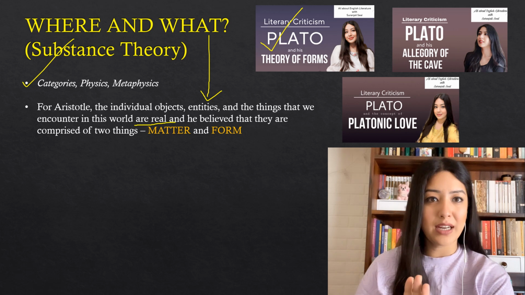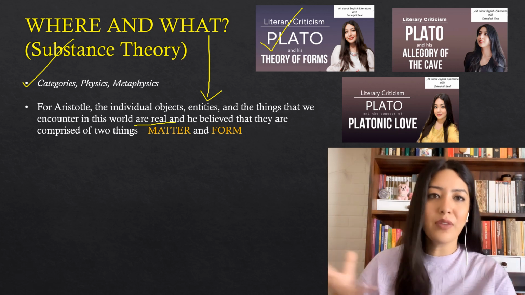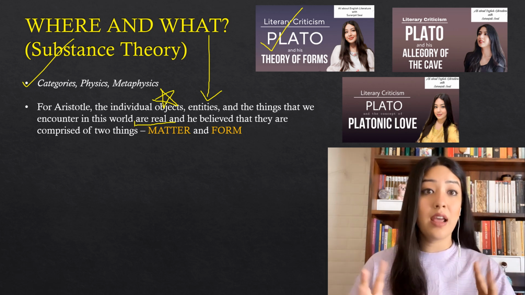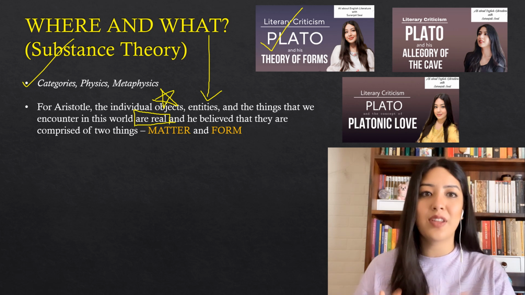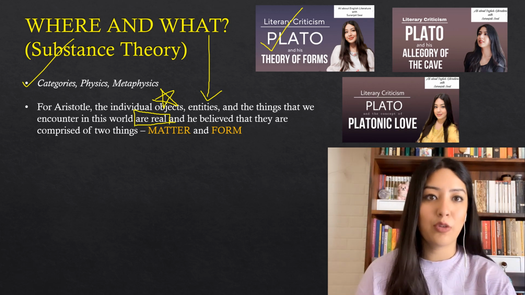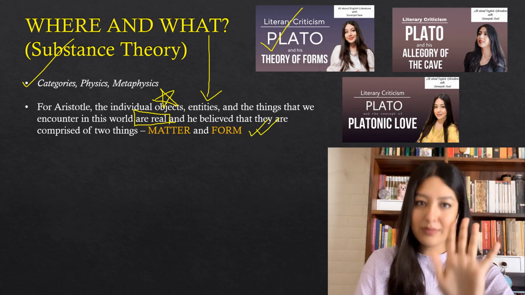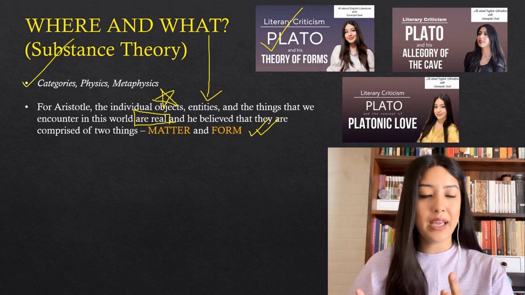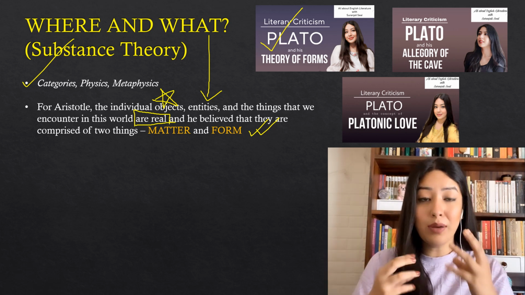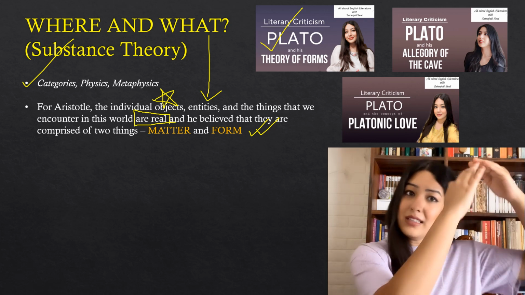But for his student, Aristotle, what does Aristotle say? He says individual objects, a pen, a tree, a laptop, whatever we see around us, and the things we encounter in this world are real, okay, they are real. You cannot say that they're an imitation. You cannot say that the ideal exists elsewhere. Whatever we see around us is real, he says, and he believed that they are comprised of two things, matter and form, okay. Now I'll tell you, for Plato, matter is whatever we see around us. It's changing all the time, okay? But the form, what makes a thing what it is, the essence of a thing, the meaning of a thing, the reality, the truth of a thing exists in that realm of forms.